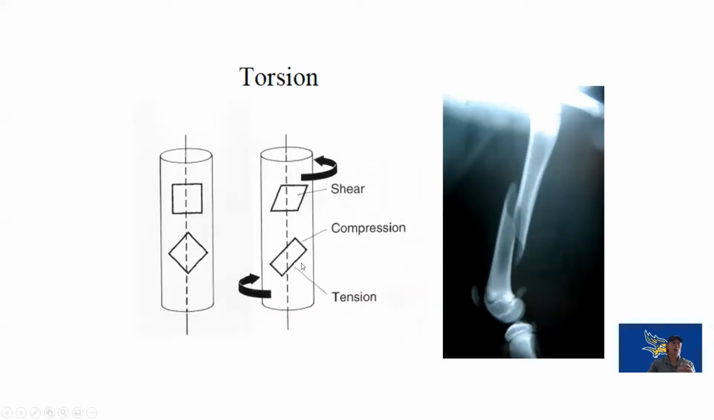But it does cause some compression and some tension throughout the center and some shear forces through the middle, which can lead to fracture. Okay, because we are very weak against that shear force or that sliding force, as part of the bone is twisting one way, part is twisting the other. Okay, that shear force is felt through the center of the bone.